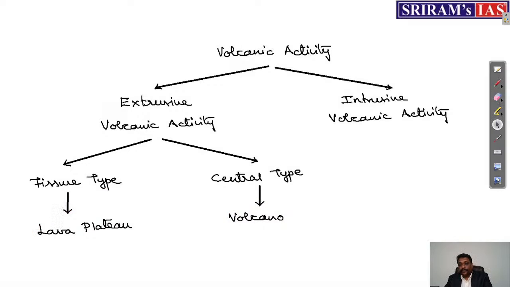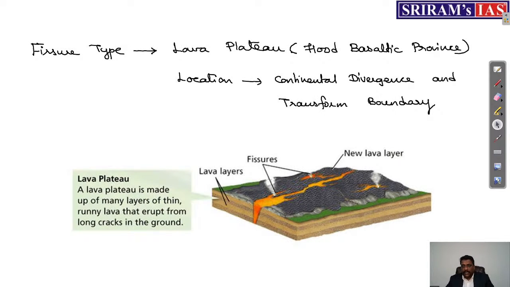Lava plateau. What you see here is more like a lava plateau, right? You have this fissure type, and for example, you have this lava plateau as such. Now, a few words about the lava plateau. Sometimes you call them what? Flood basaltic province. This word basaltic is the right one.